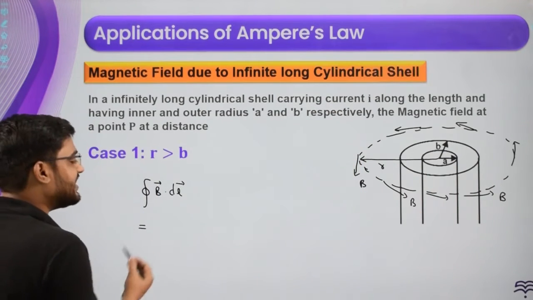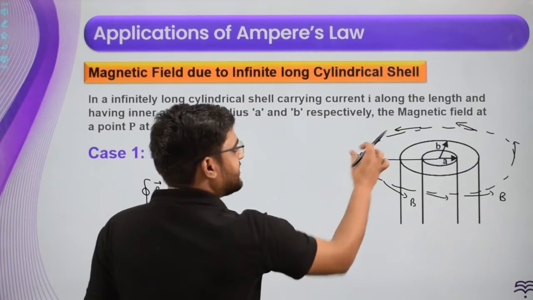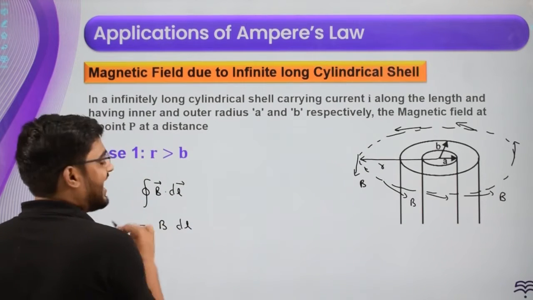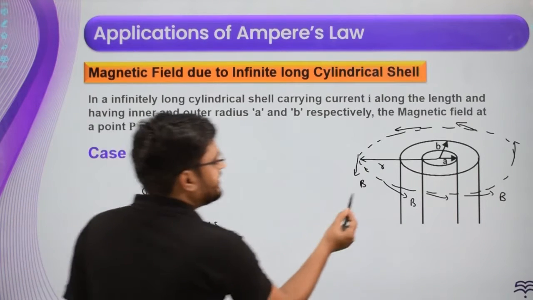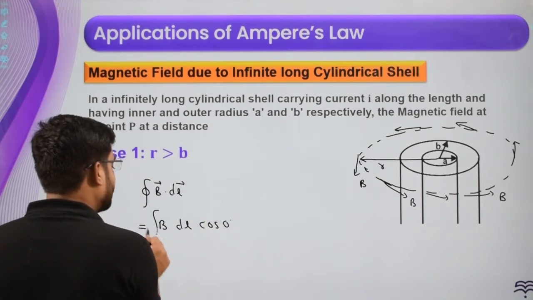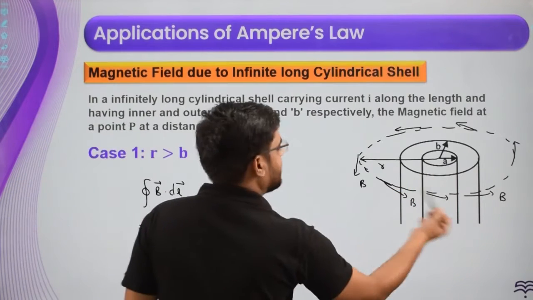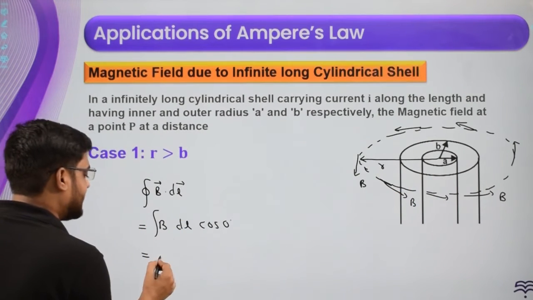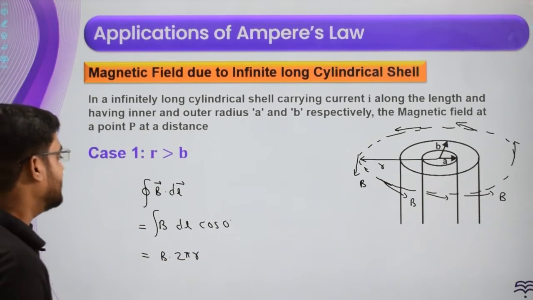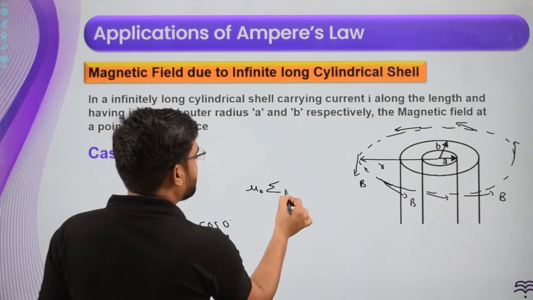When I do the integration of B dot dl, B is constant, and dl is along the tangent, as is B, so the angle between them is 0, and cos 0 is 1. B comes out of the integral, and it is simply the integral of the length. So the integral of B dot dl comes to be B into 2 pi R. Second, this is equal to mu naught times the sum of all the currents.